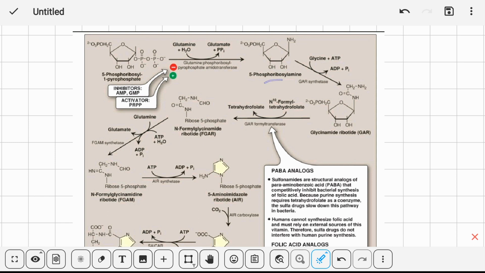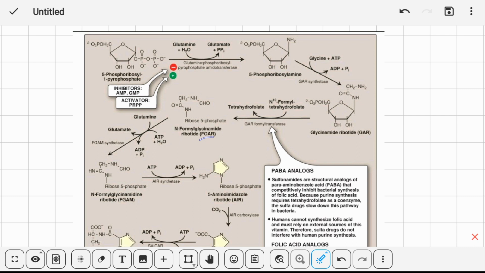Anyways, we have 5-phosphoribosyl amine, which is then acted upon by GAR synthetase to form GAR. GAR stands for glycinamide ribonucleotide, a very difficult name, so I suggest you go by the word GAR, which is simple. Glycine is used here, and another ATP. GAR is then acted upon by GAR formyl transferase to form FGAR, and formyl tetrahydrofolate is used here.